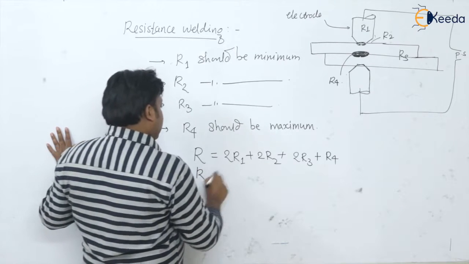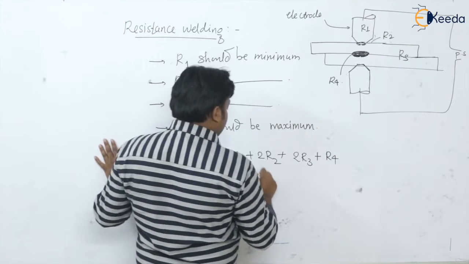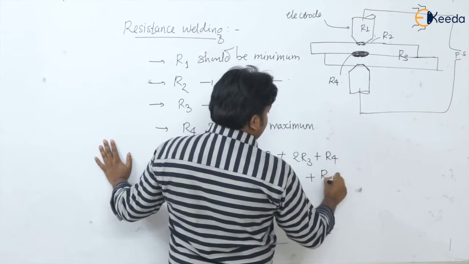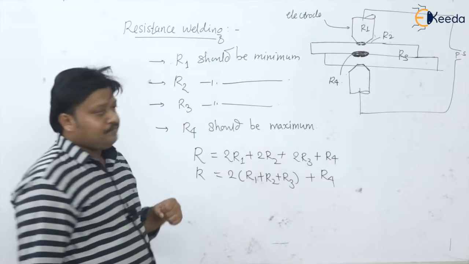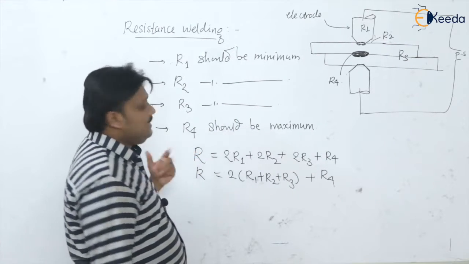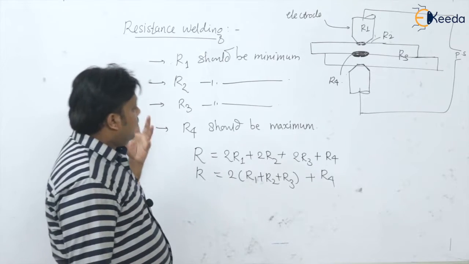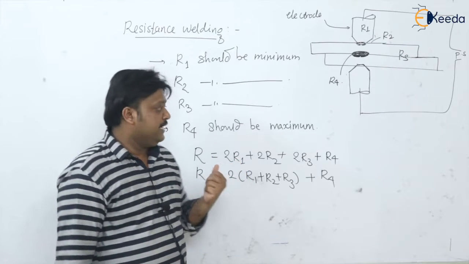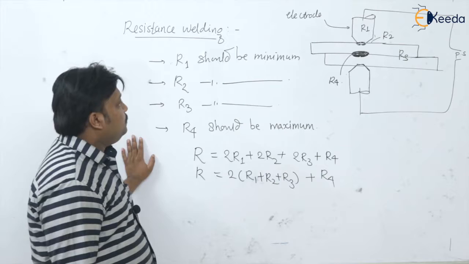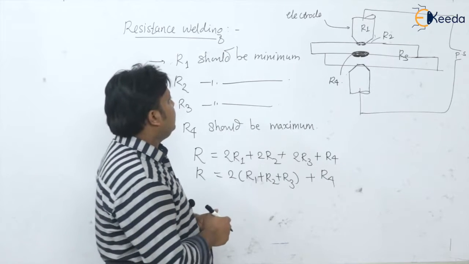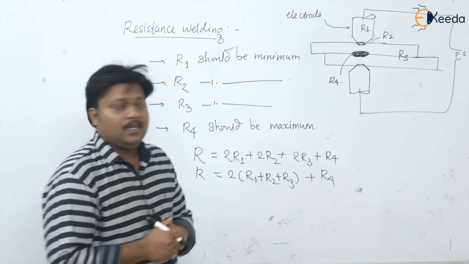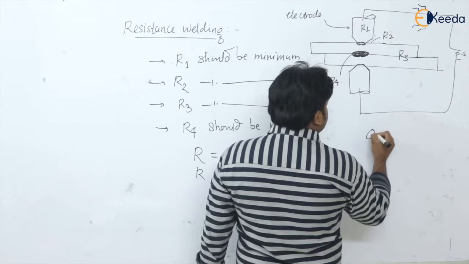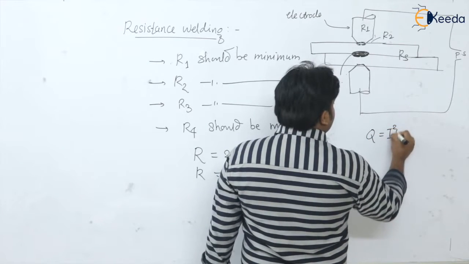So we can have this R as 2 times R1 plus R2 plus R3 plus R4. And if you look at this resistance welding, the average resistance can be up to 100 ohms, okay, so that is the average value. Now let us talk about the current. We have talked about the formula. What was the formula? The heat generated Q was equal to I square R tau.